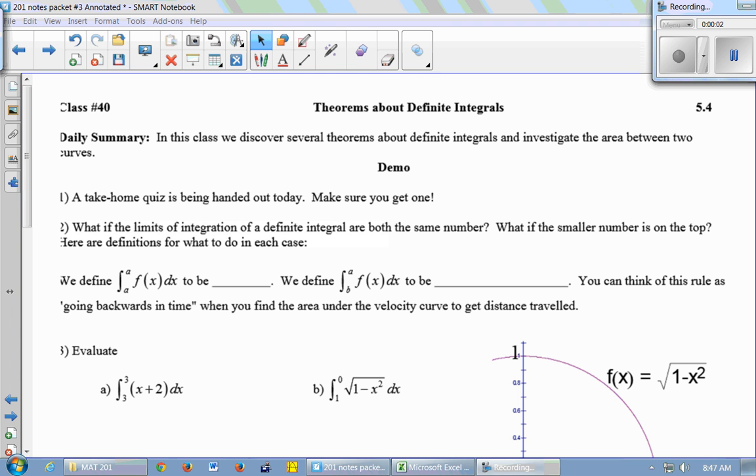Last new stuff. In this class, we're going to look at several theorems about definite integrals, and we're going to investigate the area between two curves.